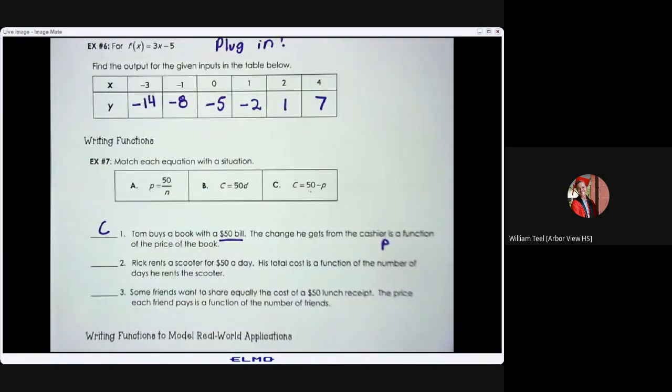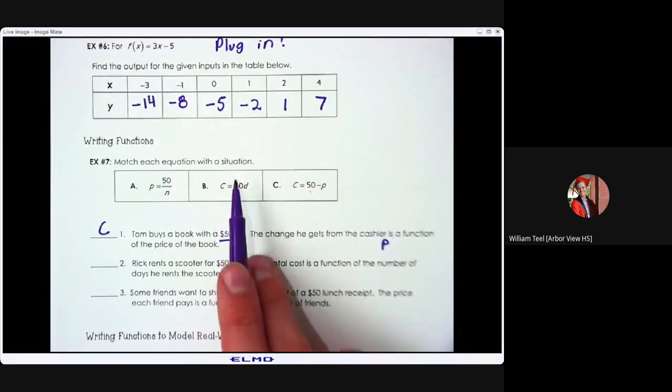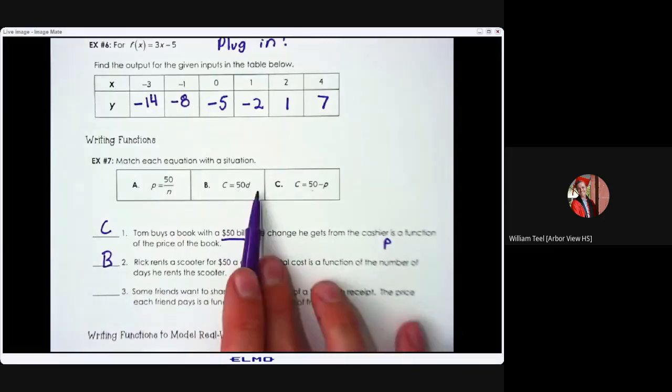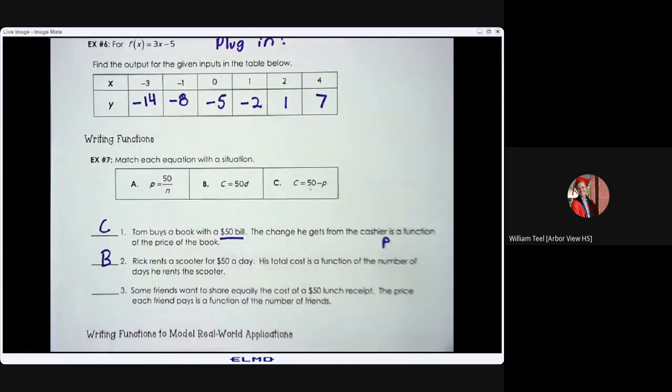Number 2, Rick rents a scooter for $50 a day. His total cost is a function of the number of days he rents the scooter. There is nothing else we need to know other than he rents a scooter for $50 a day. Depending on how many days he rents the scooter for, that's going to determine how much he pays in total. That can easily be represented by multiplying $50 times however many days he has the scooter. So the function that represents that is going to be B, because in B we have 50 multiplied by the days.